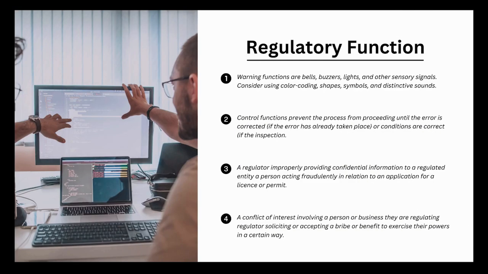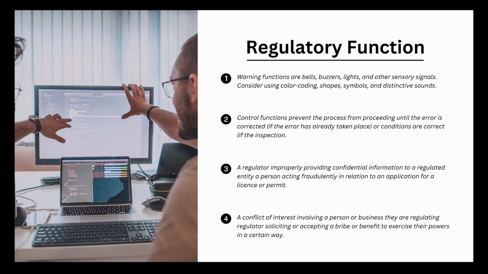Regulatory function. First, warning functions are bells, buzzers, lights, and other sensory signals. Consider using color coding, shapes, symbols, and distinctive sounds. Second, control functions prevent the process from proceeding until the error is corrected, if the error has already taken place, or conditions are correct, if the inspection.